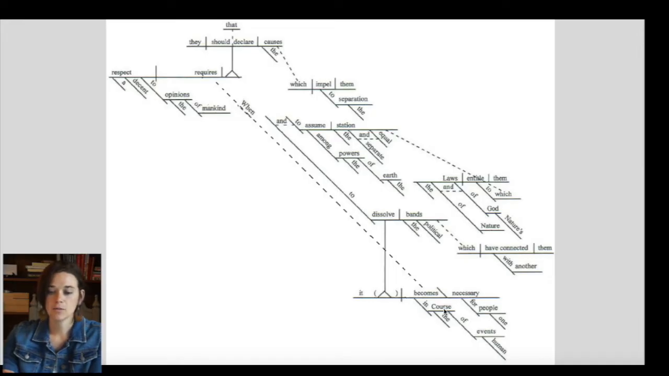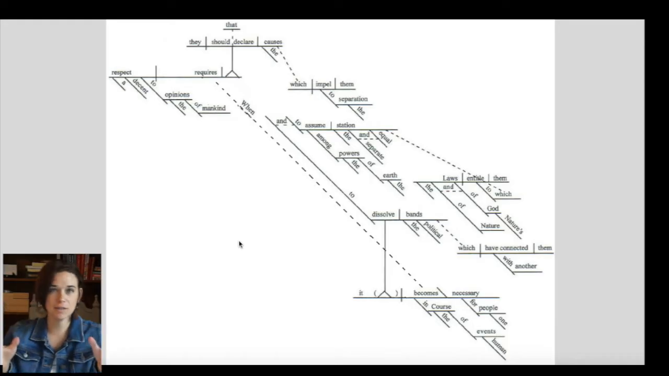When, in the course of human events, it becomes necessary for one people to dissolve the political bands which have connected them with another, and to assume among the powers of the earth the separate and equal station to which the laws of nature and of nature's God entitle them, a decent respect to the opinions of mankind requires that they should declare the causes which impel them to the separation.